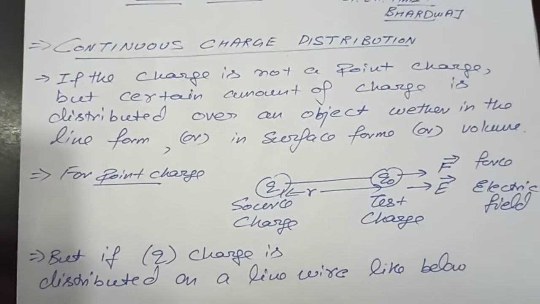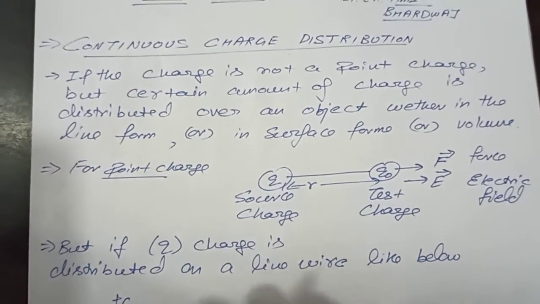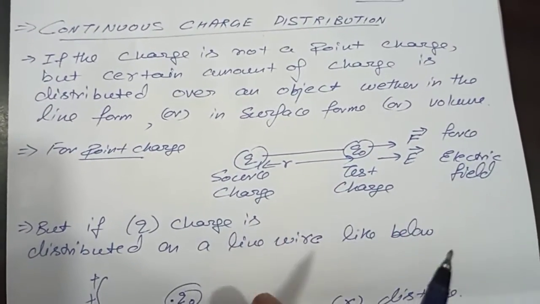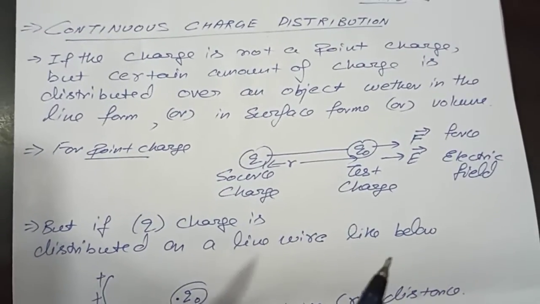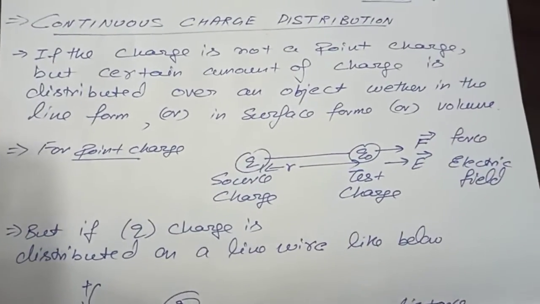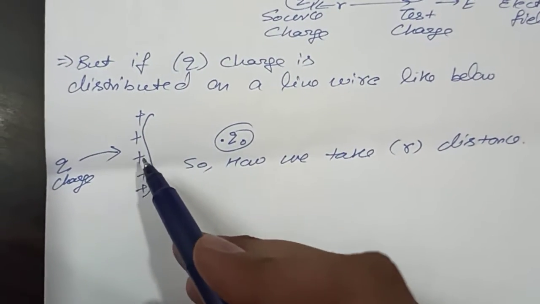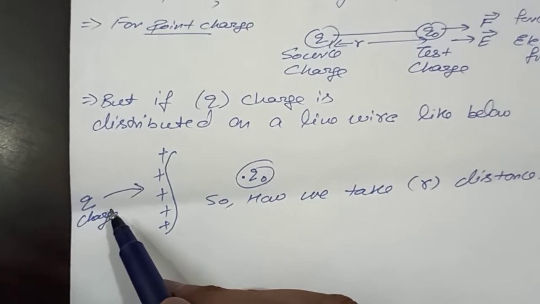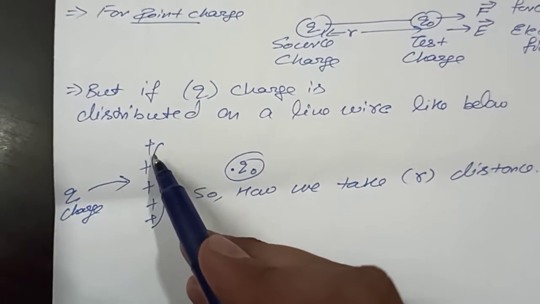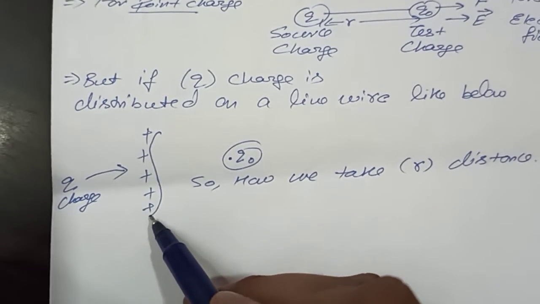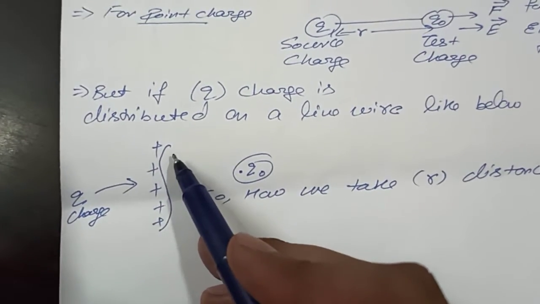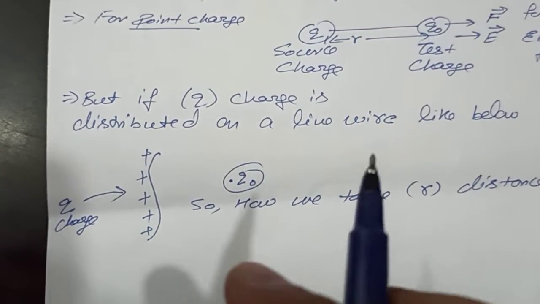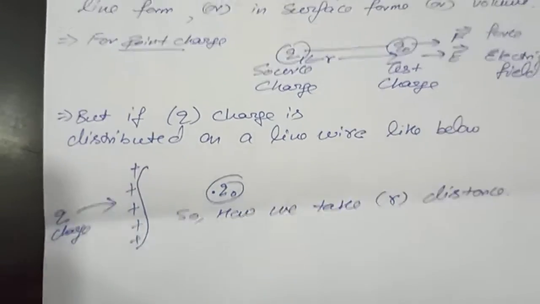Electric field and electric force are calculated when the point charges are located. But what happens if a certain amount of charge, whether 5 coulomb, 3 coulomb, 4 coulomb, is not a point object, but is situated in various forms, like on a wire? This charge Q is not a point object, but is established on a line wire of any length, so the whole charge is distributed on this line, and here is the test charge. So how will we calculate the electric field?